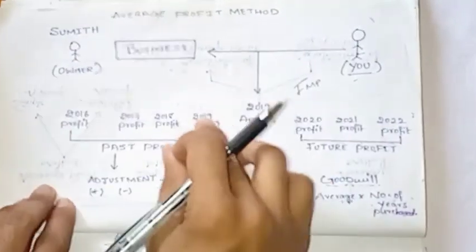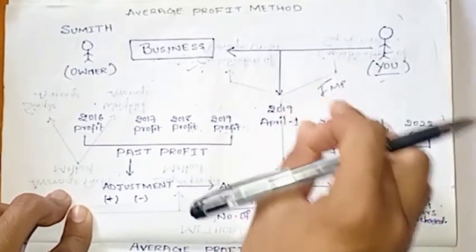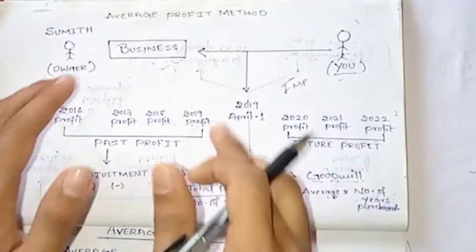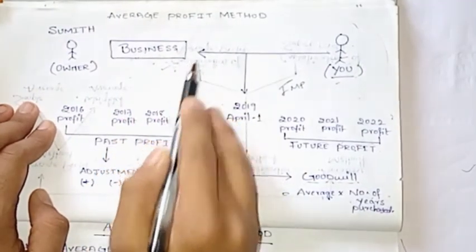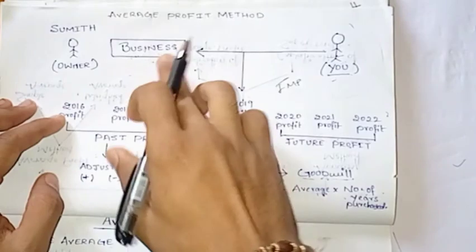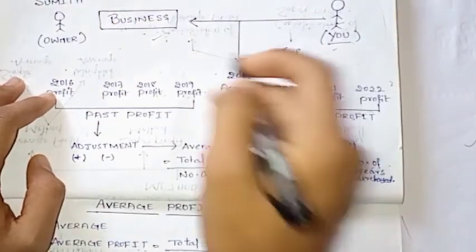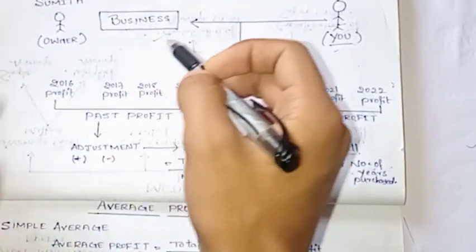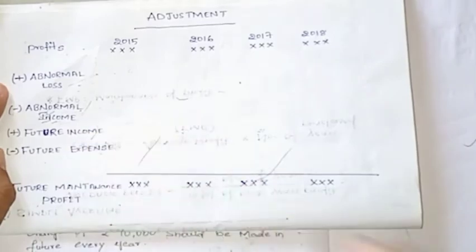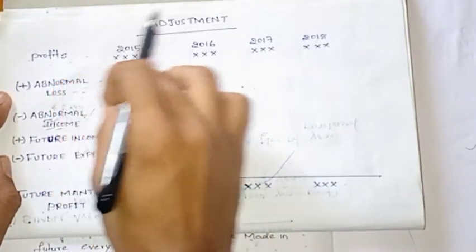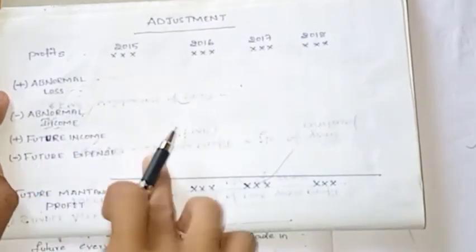Of course not. You cannot say that you will win a lottery in the future also and earn a profit from the lottery, right? So that is why that's an abnormal income. It's not related with the business. You are purchasing his business. The lottery is not related with the business. So that is why it is an abnormal income, and you have to subtract the abnormal income. Simple. So the abnormal income will be subtracted, and then we have future income and future expenses.